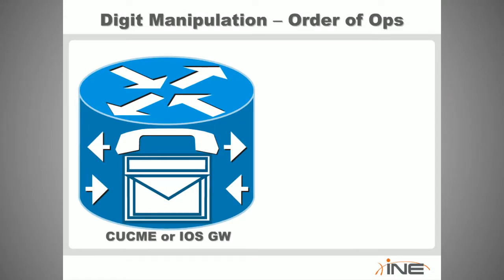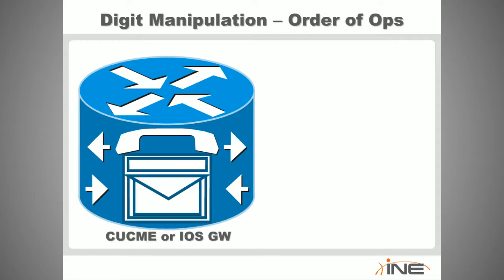So to begin with, let's take a look at digit manipulation in iOS. And I believe we went over this in one of the previous deep dives. I'm pretty certain that it was deep dive module 10, when we were talking about globalization and localization in the big call manager, CUCM. And we talked about it in regards to iOS gateways.